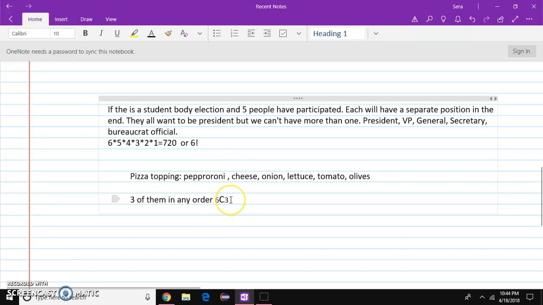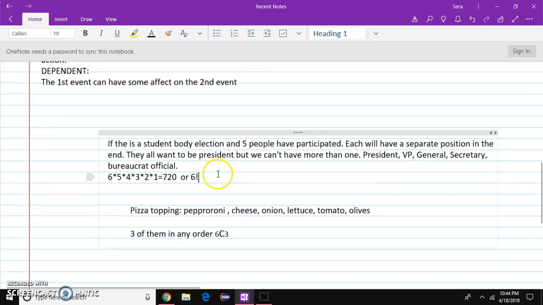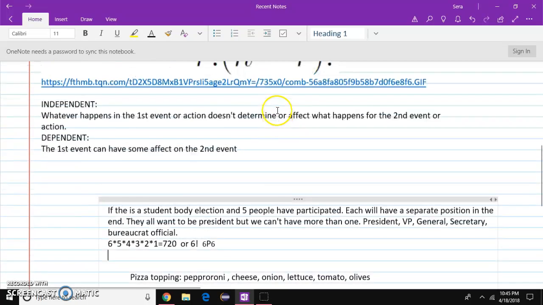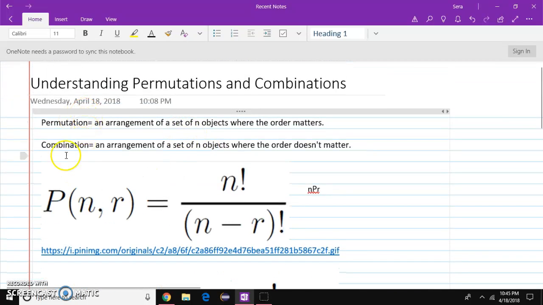6 choose 3. That means out of 6 options, you choose 3. While in here, it would have been 6P6, because you're doing all 6 positions. That's how you write it. So that's how you think of it, as a permutation and a combination.